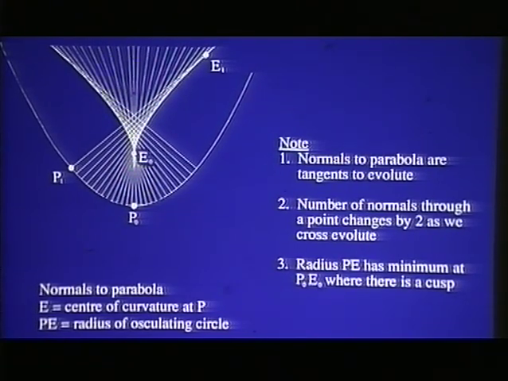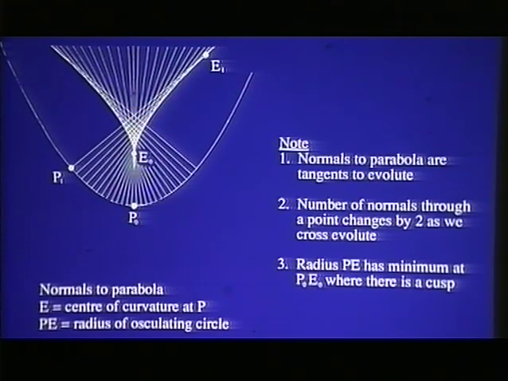I'd like to just point out one or two things about this situation. As you can perhaps see, lots of normals pass through those points inside the cusped curve which are near the point E0. In fact, as you cross the cusped curve, which is the locus of the various points E corresponding to the various points P on the original parabola, the number of normals through the point changes by 2. It changes from 1 to 3.